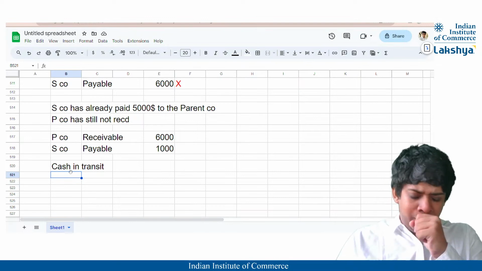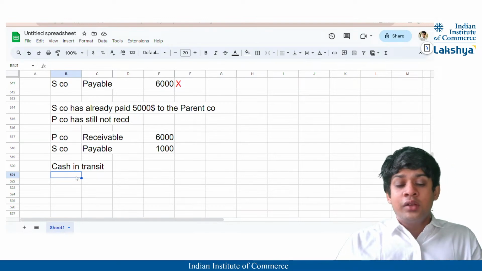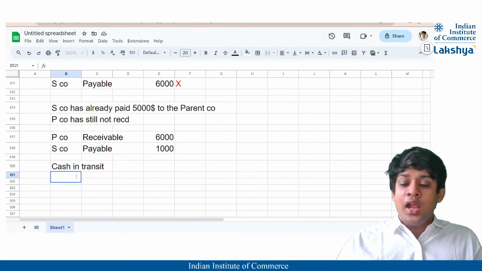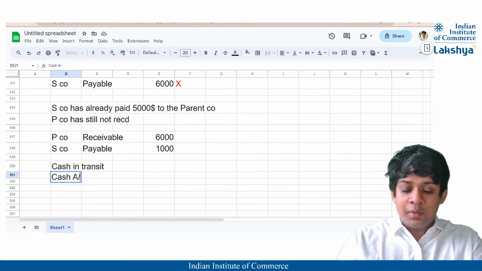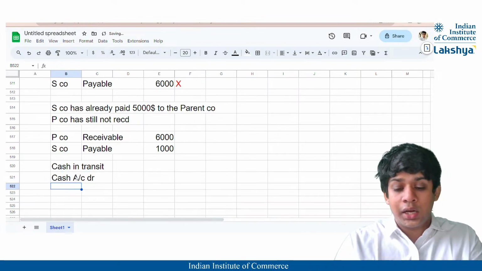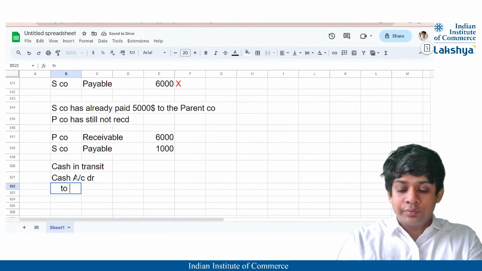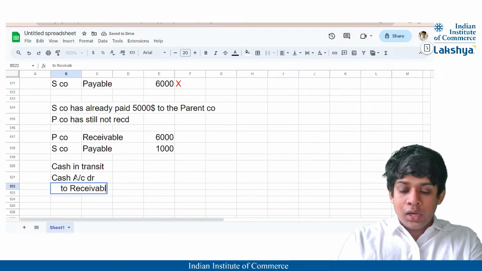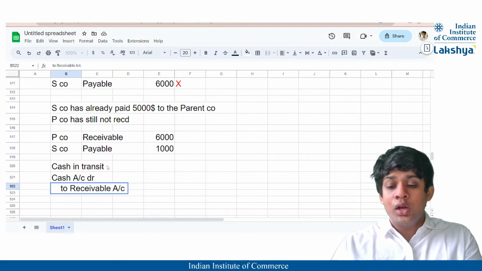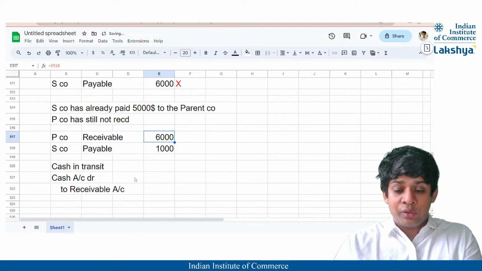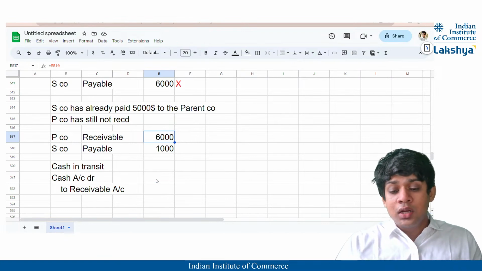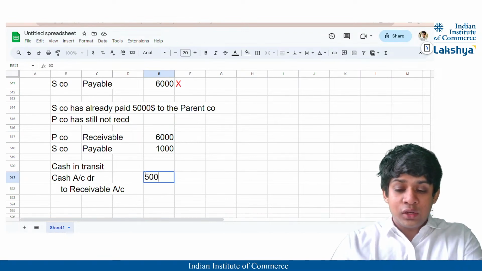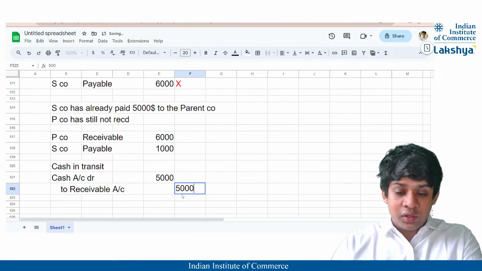So for our consolidation, we will assume that we have already received it. If we have already received it, what is the journal entry we will pass? It is nothing but cash account debit, because cash is coming in, correct? And two, receivable. Because our receivable value will be lowered, since the receivable was 6,000, out of which 5,000 we have received. So the P company, assuming they have received it, will reduce their receivable. So it will be 5,000 and 5,000, correct?